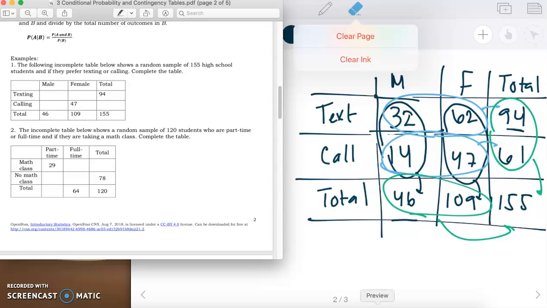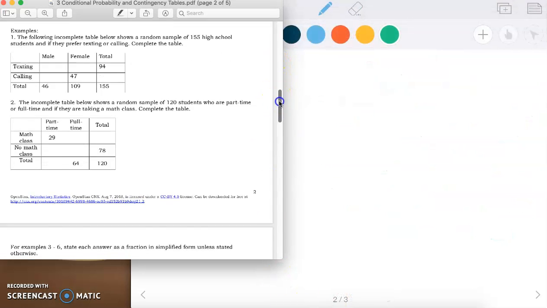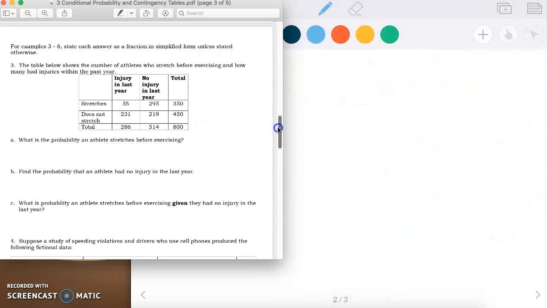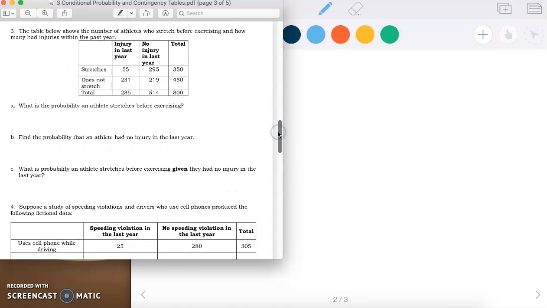So let's go down, see what else we've got. Those are all fill-in tables. So here's one, number 3 says the table below shows the number of athletes who stretched before exercising and how many had injuries within the past year. Part A says, what is the probability an athlete stretches before exercising at all? So if we're looking at that, this right here tells us the total number of people that stretch at all. We're not even worried about injuries at this point. We're literally just looking for what's the probability of stretching.